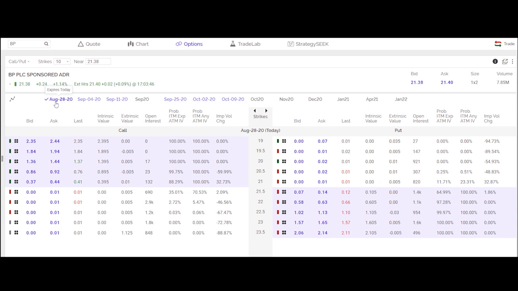So there we are. That is how a premium is calculated, made up of extrinsic and intrinsic value. Intrinsic and extrinsic for in the money, and just solely extrinsic for out of the money.